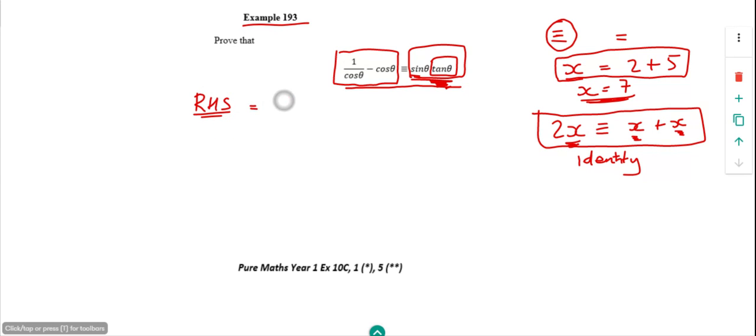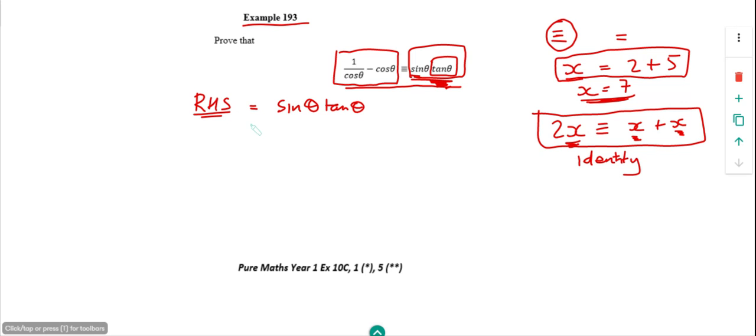The right hand side is sine theta tan theta. I'm going to manipulate it so that it looks exactly the same as the left hand side. I'm not going to do anything like crossing over the identity symbol in the middle by adding cos theta, for example. I'm just going to work on the right hand side independently until it looks like the left hand side.